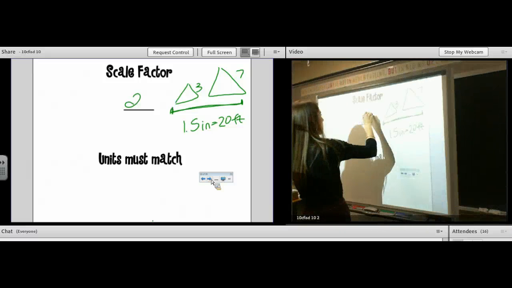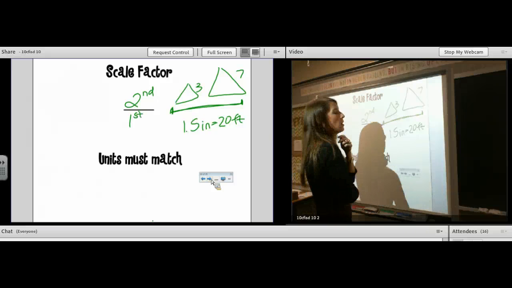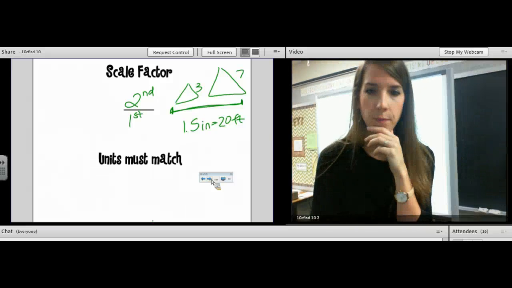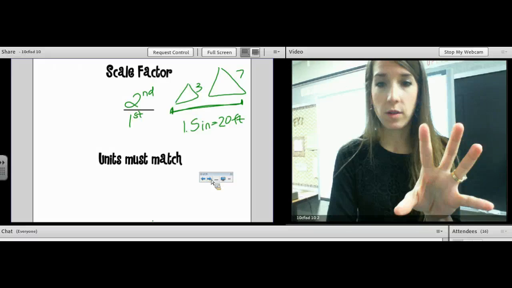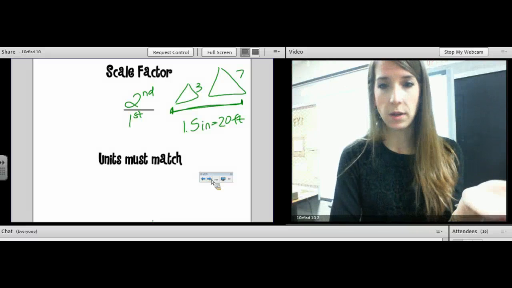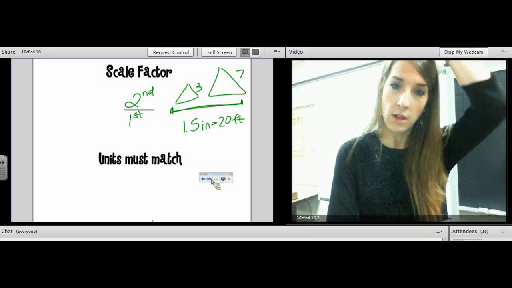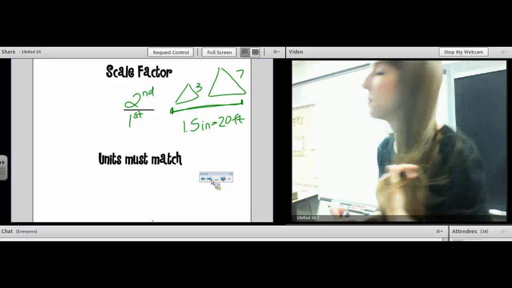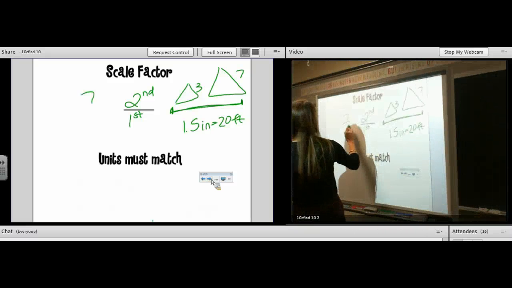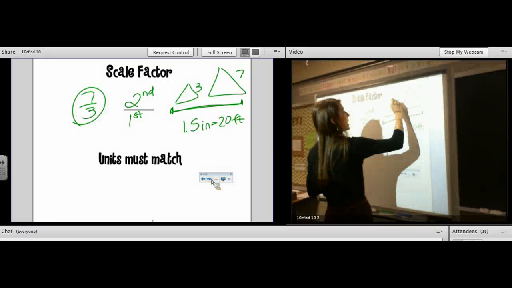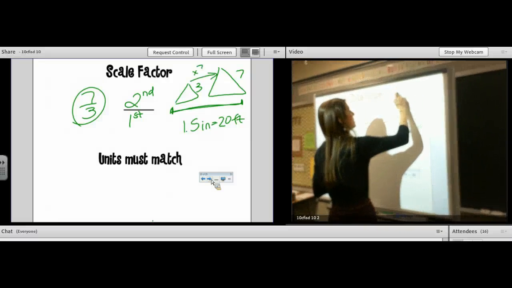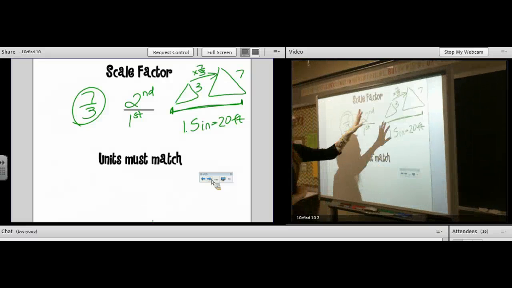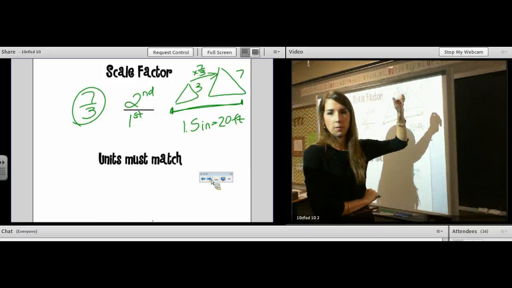I taught you, you wouldn't necessarily see this everywhere. I taught you second over first. So if we're dealing with the triangles, those don't have any units, so you don't need to worry about unit conversion. The scale factor would be 7/3. That's the scale factor. That gets you from here to here. If you multiply by 7/3, you will get from the small triangle to the large triangle.